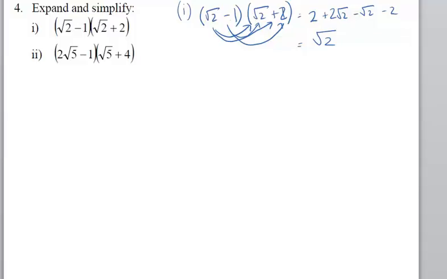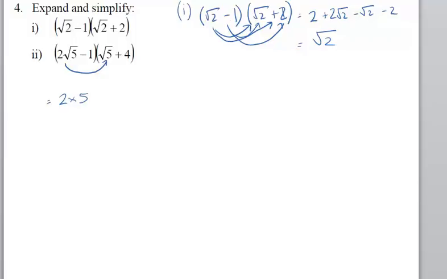So for question 2, we've got 2 square root of 5 minus 1 in brackets multiplied by brackets square root of 5 plus 4. So we're going to take our first term and multiply it by our first term in the second lot of brackets there. So here, when we're multiplying these together, 2 times 1 is 2. Square root of 5 times the square root of 5 is going to end up with 5 there.